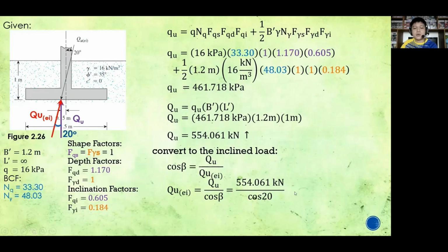Therefore, our QU, that is 554.061 kilonewtons, divided by cosine of beta, which is 20 degrees. Thus, our inclined ultimate load is equal to 589.62 kilonewtons, that is inclined to about 70 degrees from the horizontal.